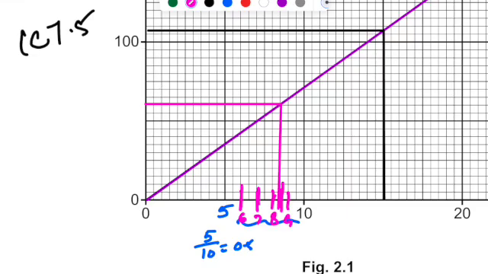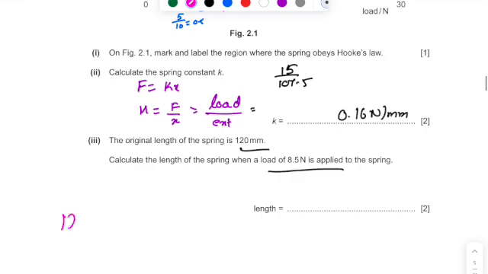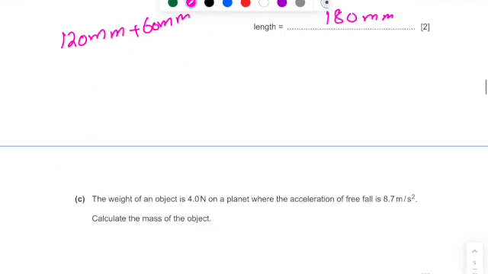So this is going to be nothing but 60 mm. So the lower extension is nothing but what? 60 mm. So original length is what? 120 mm, but the extension is what? 60 mm. So the answer is going to be 180 mm. Now coming to the next part, C.